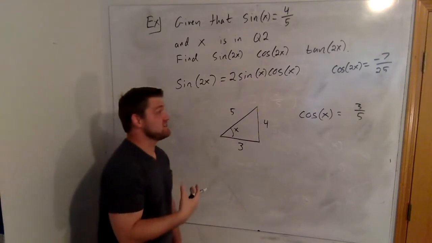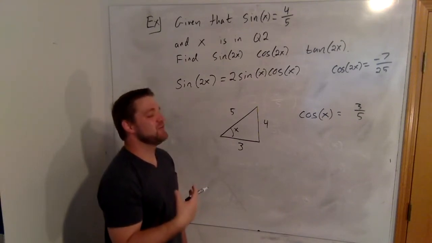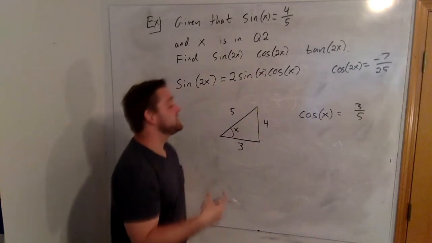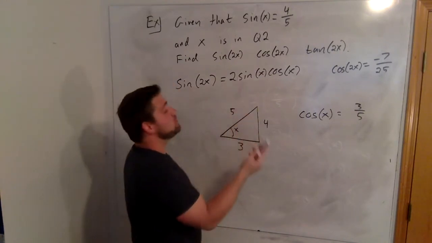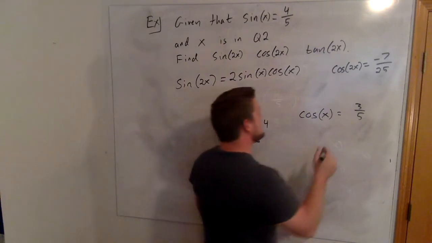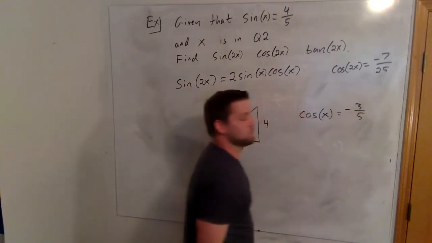I draw the triangle as if we're in quadrant 1, and then at the very end I adjust the sign. Since we're in quadrant 2, cosine is negative there, so cosine of x is negative 3/5.